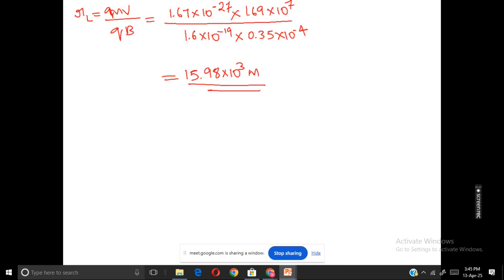I lost the connection in between. The final answer is coming to be 15.98 into 10 raised to 3. Just check once by yourself if it is correct or not. The second question.